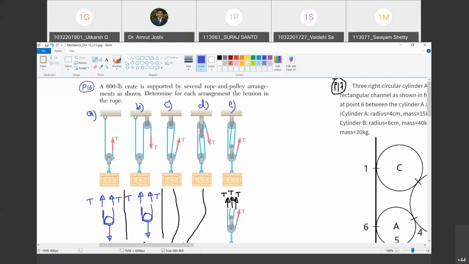So I'm going to draw now the free body diagram of this pulley. So what will I have to do? I will have to give a cut here, because the wire or rope is external to the pulley. Do you agree with me?